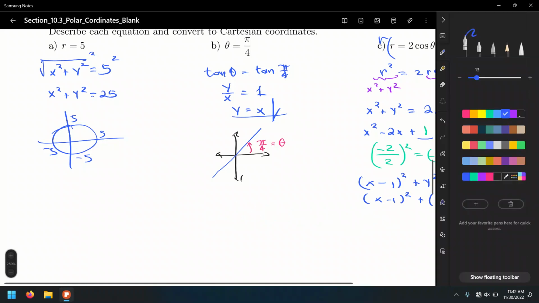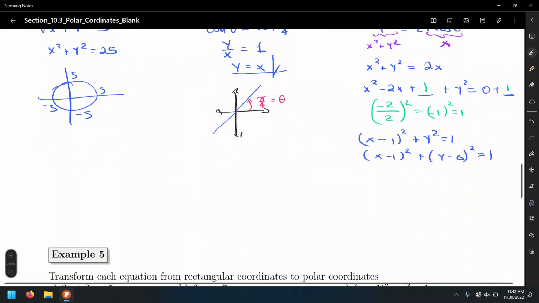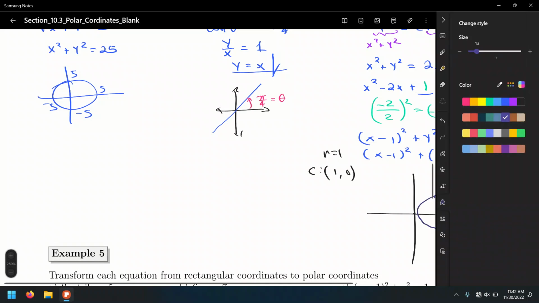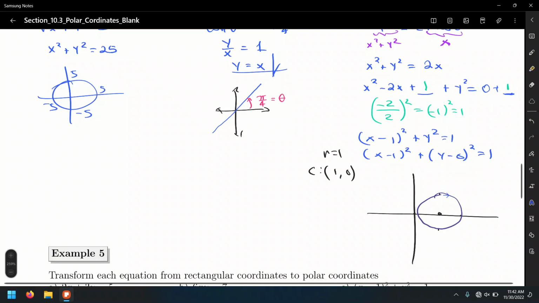And let's graph this circle. Essentially, this circle has a radius equal to 1 and a center at the point (1, 0). So let me go to the point (1, 0) and displace 1 unit in each direction to plot the graph of the circle. All right? And that's how we describe this circle.